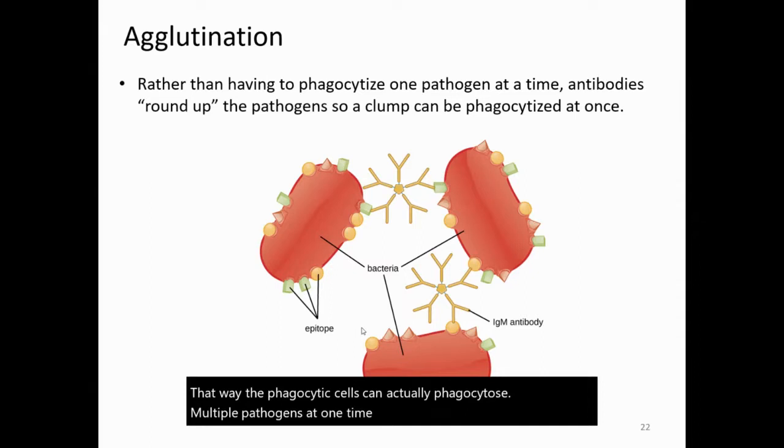Because remember, y'all, when we're sick, there's thousands and thousands and tens of thousands of bacteria in our body that we're trying to eliminate. If we have to wait for one phagocytic cell to phagocytose one single bacteria, we're going to be sick forever. Okay, so by bringing these pathogens together, the phagocytic cells can essentially chow down on multiple pathogens at one time.